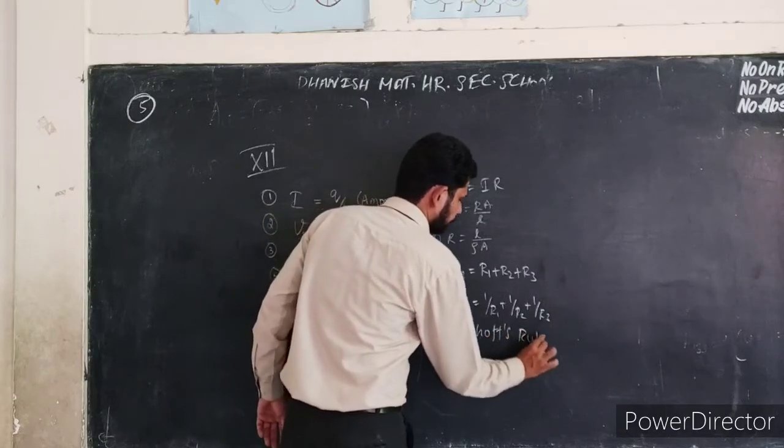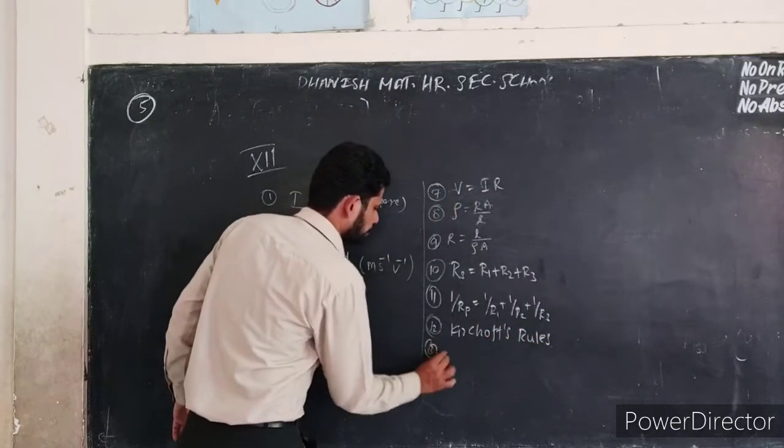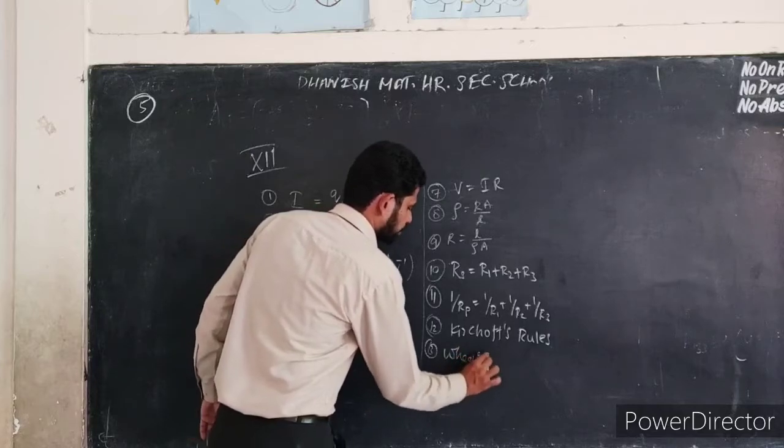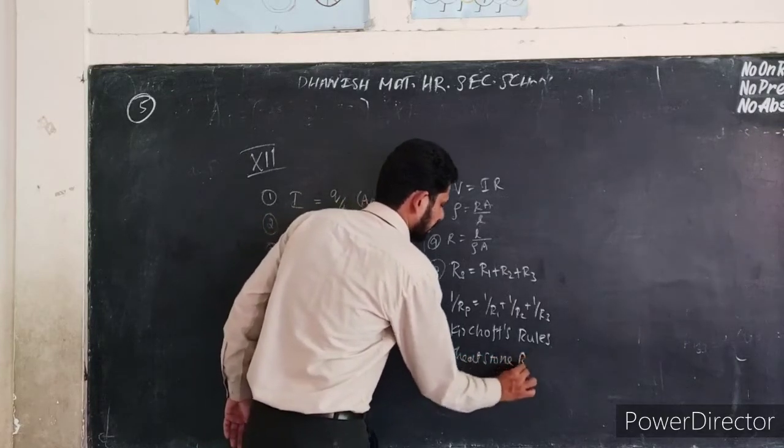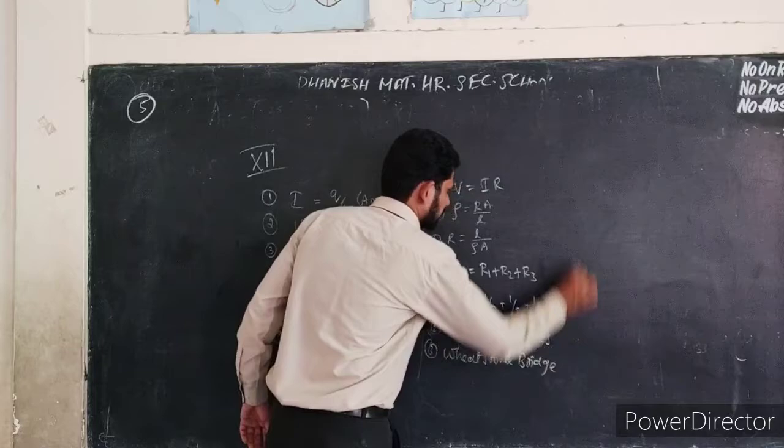Kirchhoff rule. The 13th one, Wheatstone bridge. So what is meant by Wheatstone bridge? It is used to find an unknown resistance.